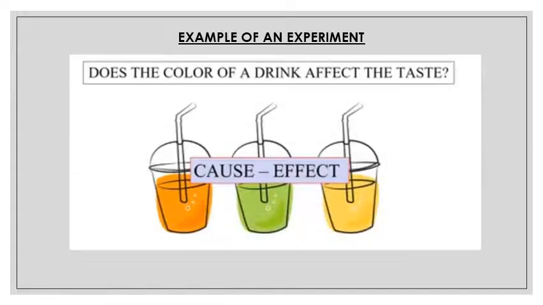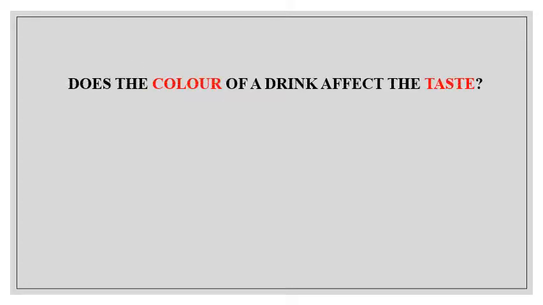Now let us see an example of an experiment so that it becomes clear for you to understand what an experimental method is. So for example, does the color of a drink affect the taste? Cause and effect. Color of a drink, does it affect the taste of the drink? What do you think, students? Now students, the question in our experimental example was, does the color of a drink affect the taste? I don't know till now what your answer is.